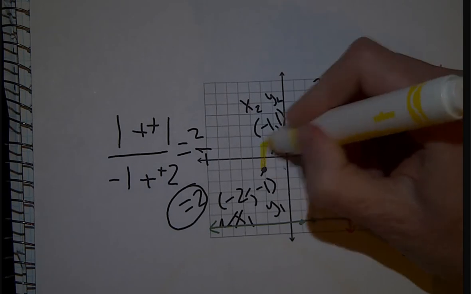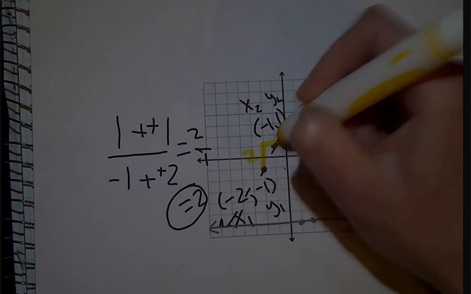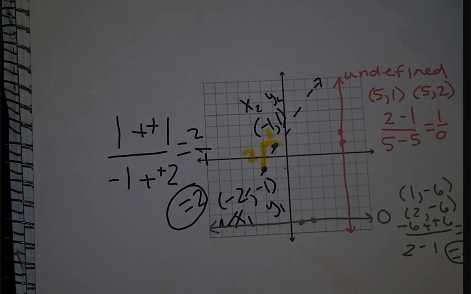Said, okay, I'm going to rise 2 and run 1. 2 divided by 1 is 2. And it's a way to check that you did it correctly. So you can use either one.